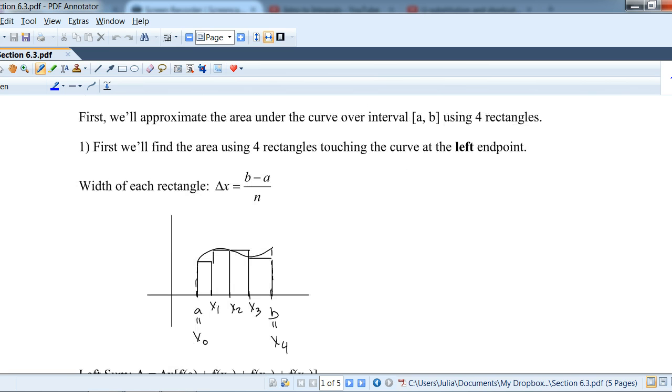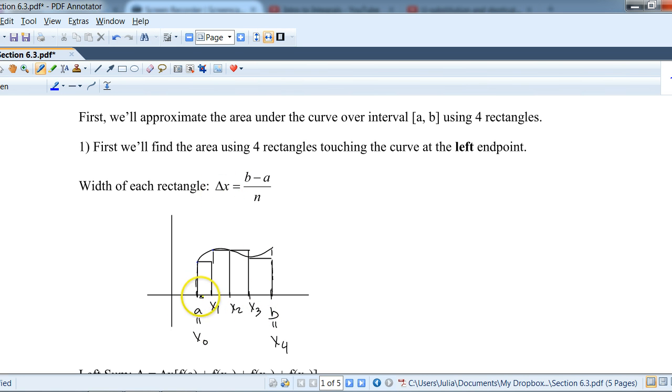Let's say we're using 4 rectangles, and let's say we're using the shape f of x. So I tried to draw it. If you'll notice that each rectangle is touching the curve at the left endpoint, as I can kind of emphasize. So as you are drawing out the interval, you can find each endpoint, the x1, x2, and x3, by adding the delta x, the width.